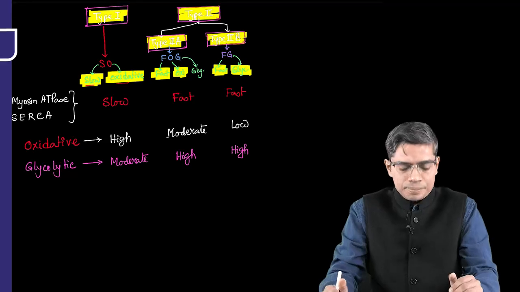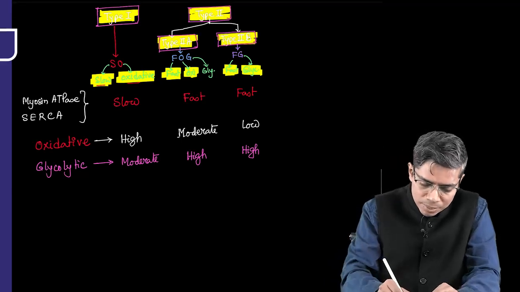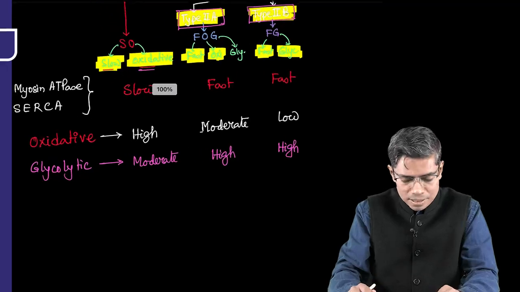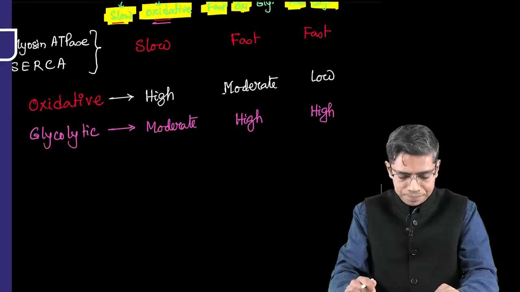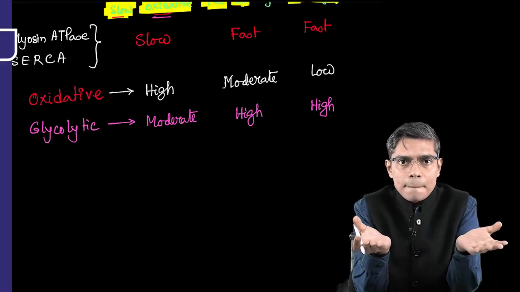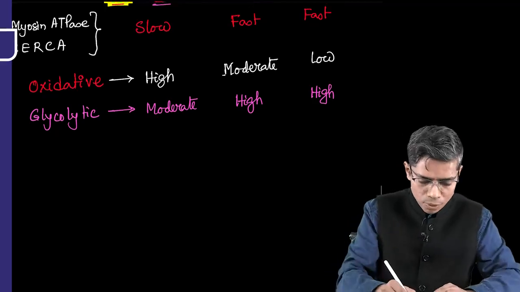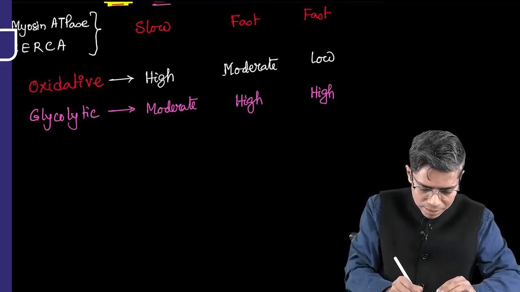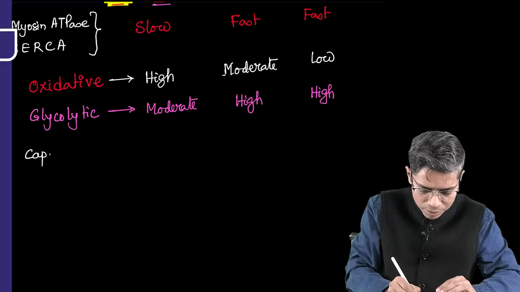Now what are the other things? If the metabolism of the muscle fiber is based on oxidative metabolism, as in type 1, so you have to supply more oxygen to the muscle, right? If you want to supply more oxygen to the muscle, what should be the capillary density within the muscle?